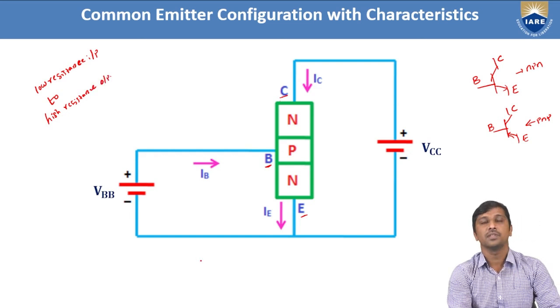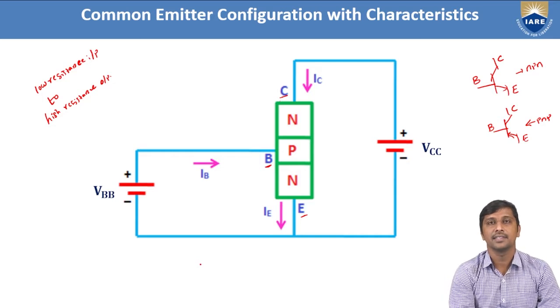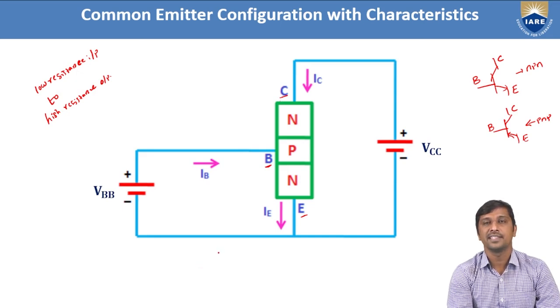We need to transfer a signal from the low resistance input circuit to the high resistance output circuit here. That means we need to satisfy that the input side junction offers a very small resistance, and the output side junction offers a high resistance. So how can we make this? The input side offers the low resistance, and the output side offers the high resistance.